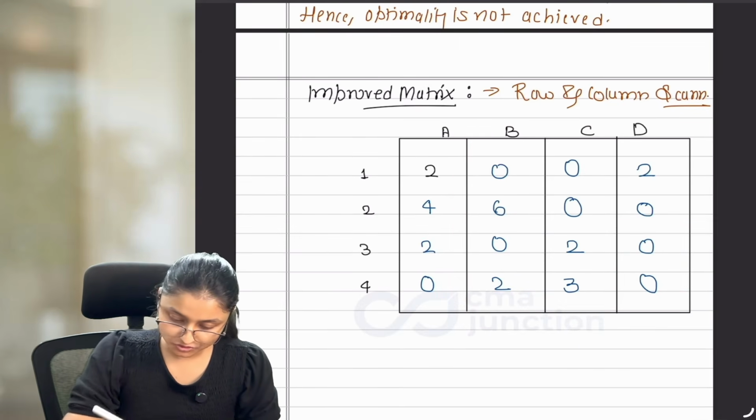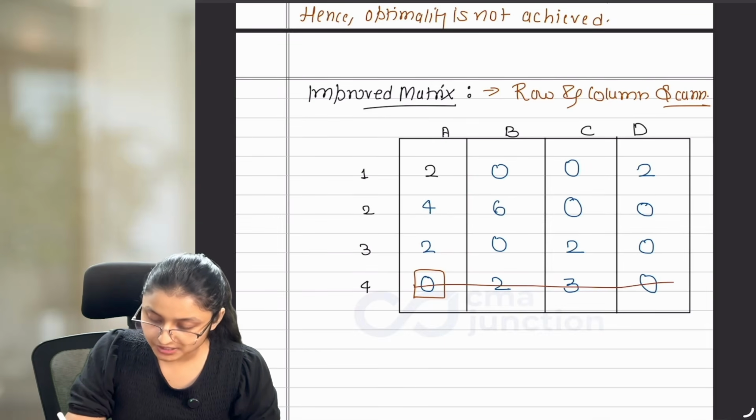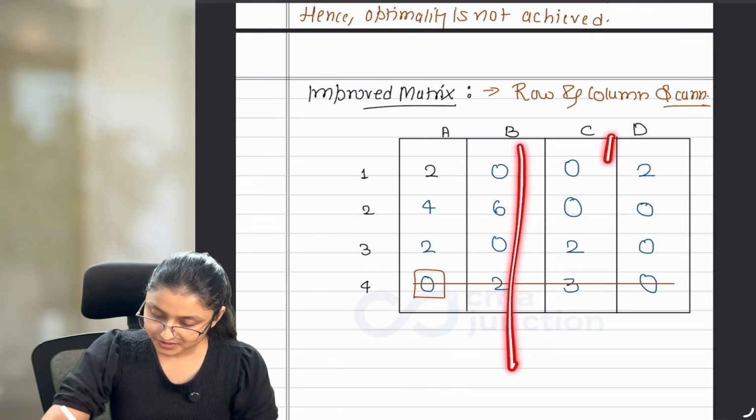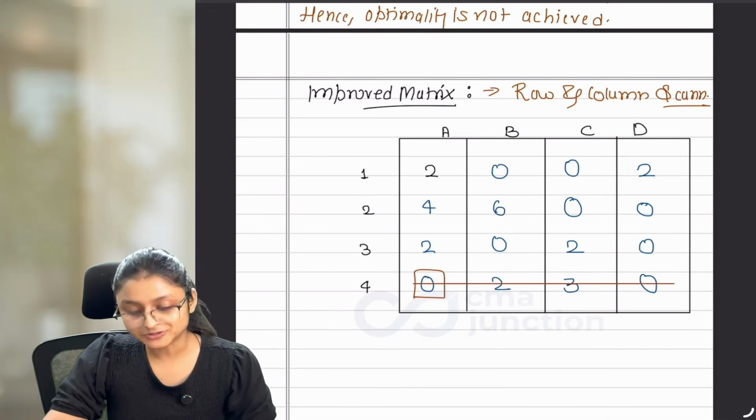Here we have 1 zero, so we can mark it. And if we are doing column scanning, we have to cut the row. Now, here we have 2 zeros, skip. Here we have 2 zeros, skip. Here we have 2 zeros, skip. So all the columns are now skipped.